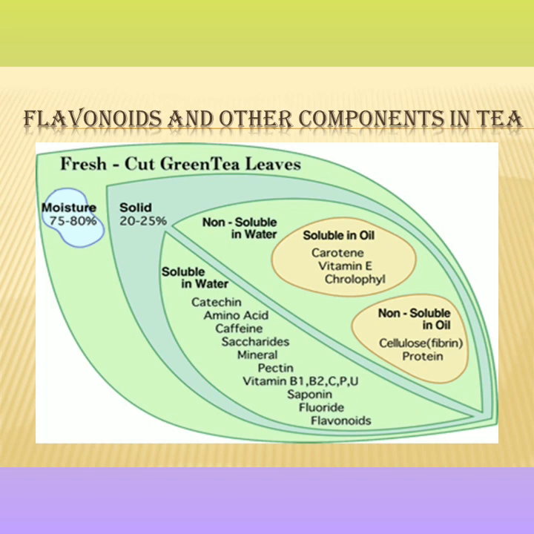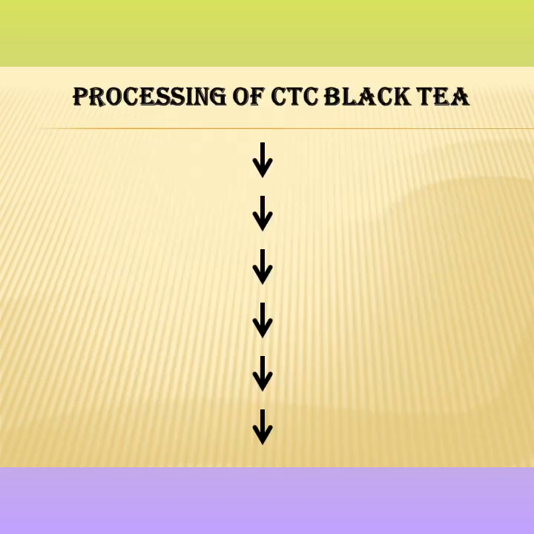So these are the flavonoids and other components in tea. Basically, tea leaves have moisture of around 75 to 80%, and solid content of 20 to 25%. In the solids, there are two types, non-soluble in water and soluble in water. Then in the non-soluble, again, there are soluble in oil and non-soluble in oil. So these are biological things. We will not discuss these that much. We will basically discuss the main thing we are going to discuss today, that is the processing of CTC black tea.